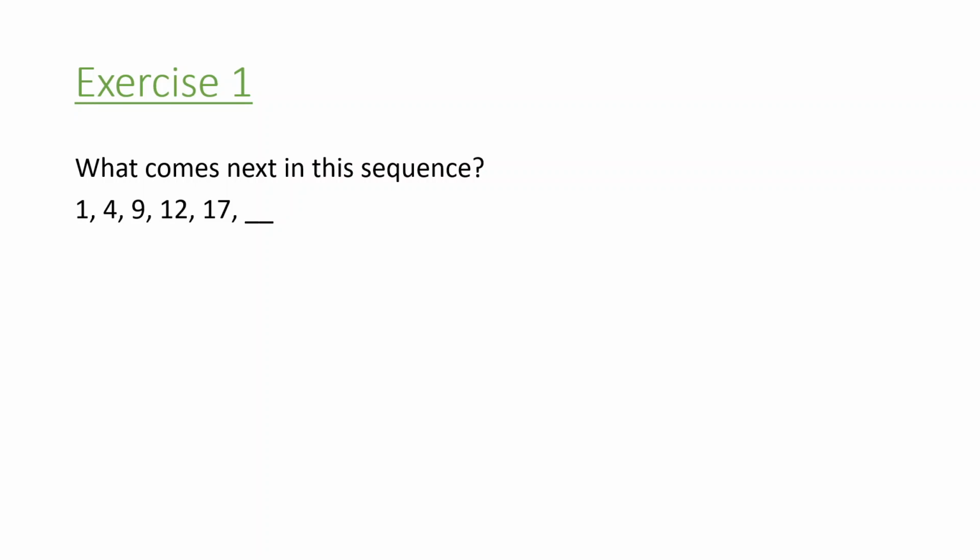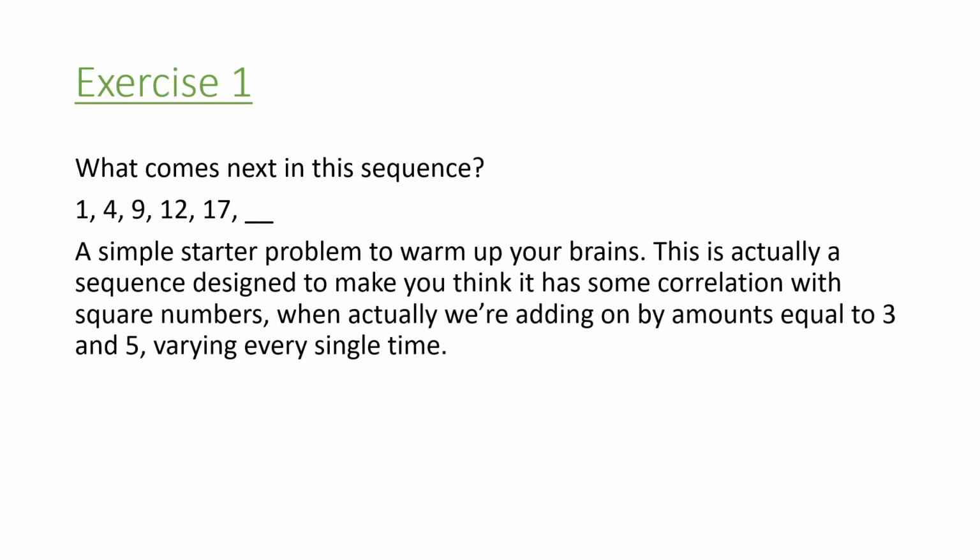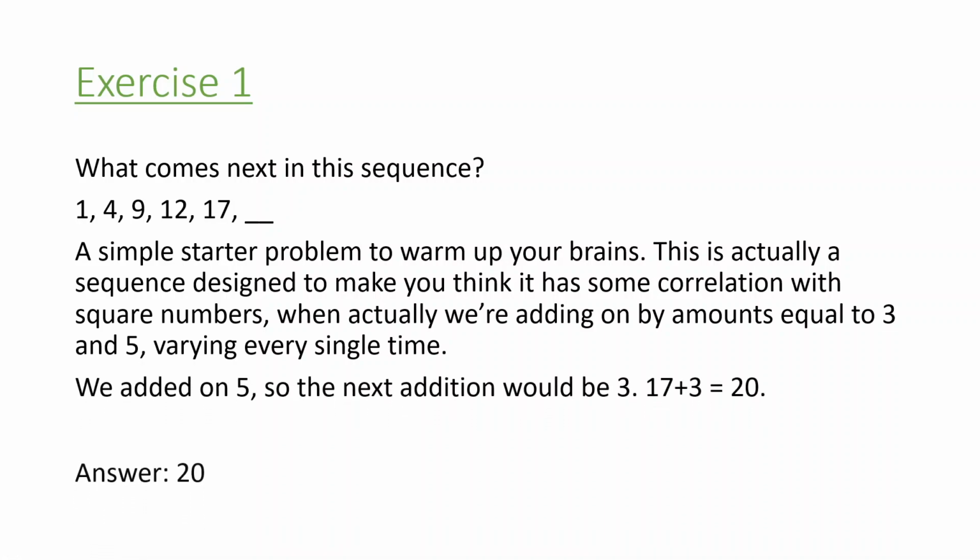Anyway, that was 19 seconds up, not 15. In this problem, we have a sequence designed to make you think it has some correlation with the square numbers, when actually they don't. I mean, to be fair, they sort of do with the 1, 4 and 9, but it's just to try and trick you out. What we're actually trying to solve here is the number after 17. If you notice, the numbers go 1, then add 3, then add 5, then add 3, and then add 5. So if we add 3 onto 17, we get 20, which is our answer.